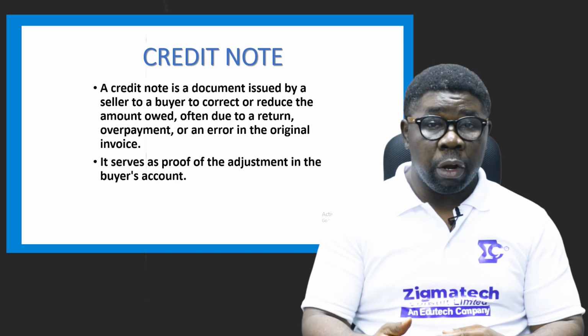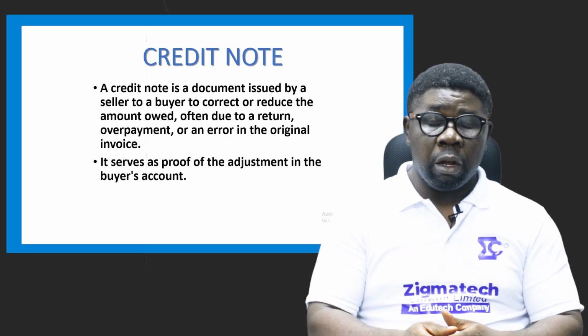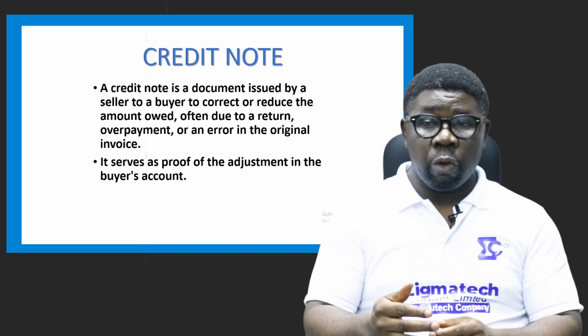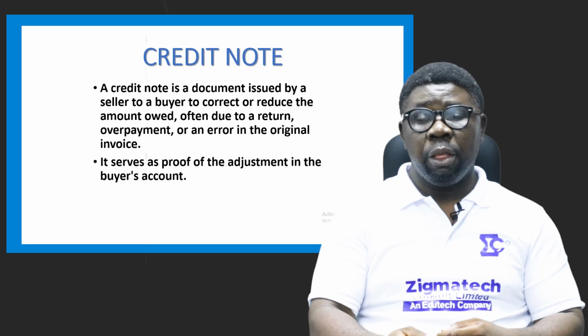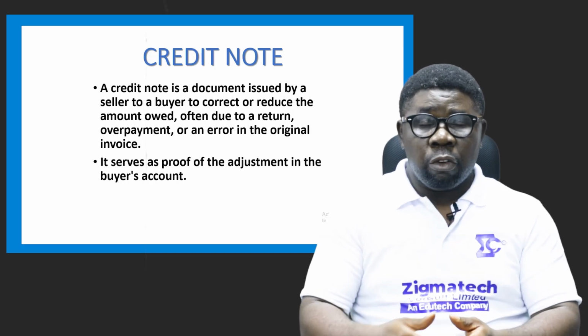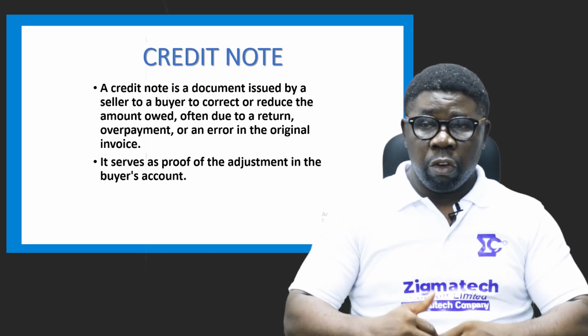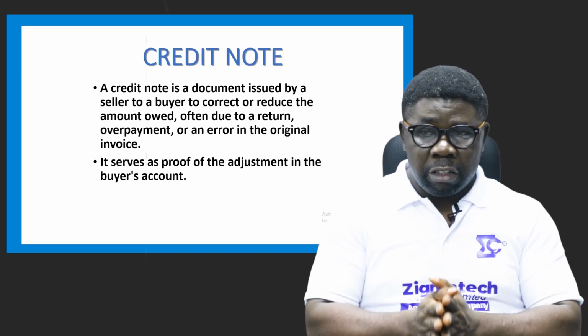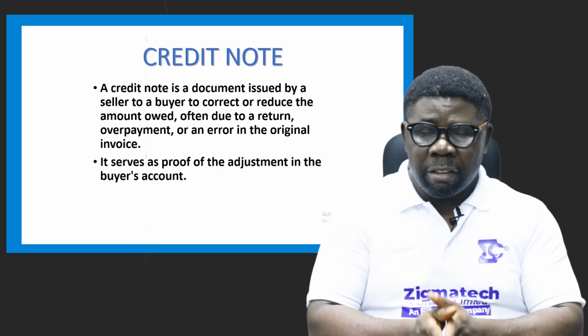So whenever you come around, you buy and we do a discount from what you have bought. We do a set-off from what you are going to pay currently from what we were owing you in the previous transaction. So it's like a counterbalance or a set-off from what you're going to pay and what is already in our custody in your favor in terms of money. So it serves as a proof of adjustment in the buyer's account.